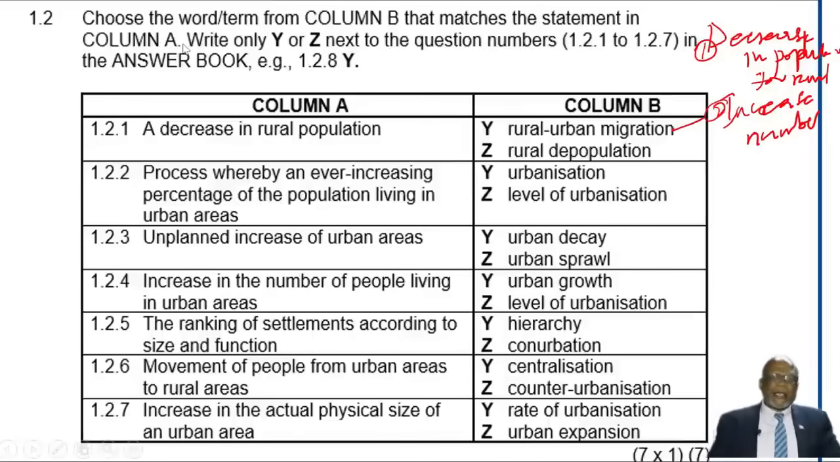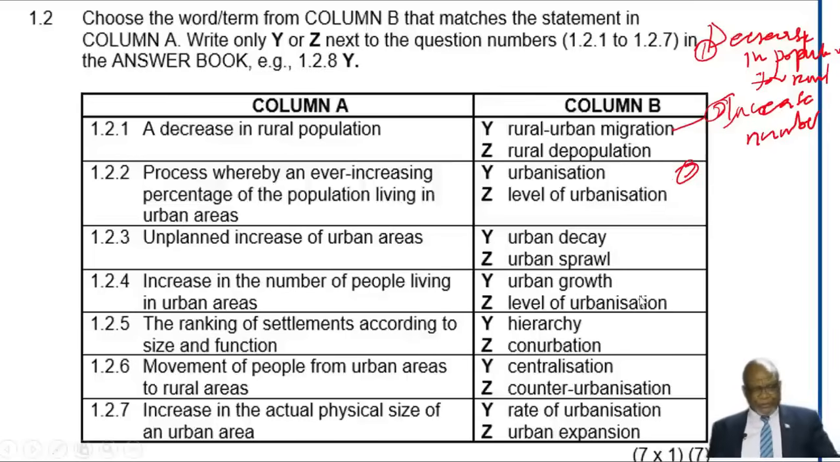Now, what do we get there? We have what we call urban growth. So number one, what do we have? Rural-urban migration, the movement of people from rural areas to urban areas. What happens when people move out of rural areas? The population decreases. What happens when people move into urban areas? The population increases. What do we call that concept where population increases? Urban growth.